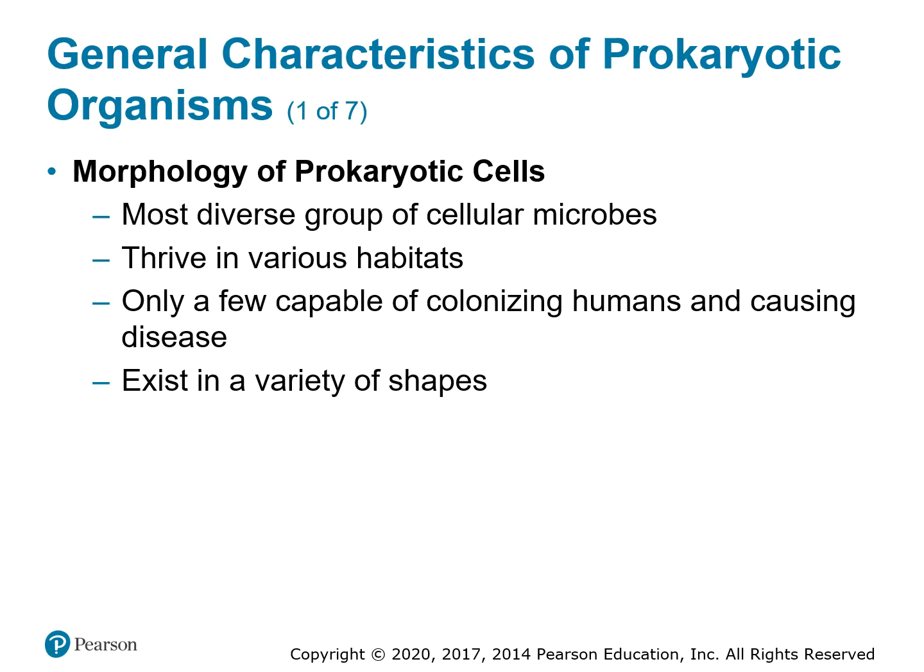So let's talk about the general characteristics of prokaryotic organisms. We'll start with looking at the morphology of them. This is the most diverse group of cellular microbes that we talk about. They thrive in a variety of habitats. There's only a few that are capable of colonizing humans and causing disease. So there's a lot more bacteria out there that are non-pathogenic to you and I or to other animals. They exist in a variety of shapes, and that's what the term morphology means, the shape.